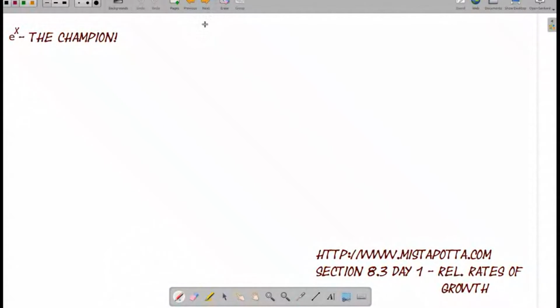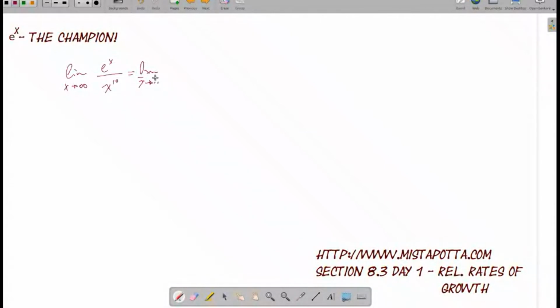So I want to talk about my champion. e to the x is going to be our champion function, because what we're going to notice is that if I take a look at the limit as x approaches infinity of e to the x over any polynomial, let's go ahead and say x to the 10th power, I'm going to notice that this limit is going to tend towards infinity, and I'll go through a demonstration of what's going on here. Obviously, I've got an indeterminate form as x approaches infinity, so I can use L'Hopital's rule.